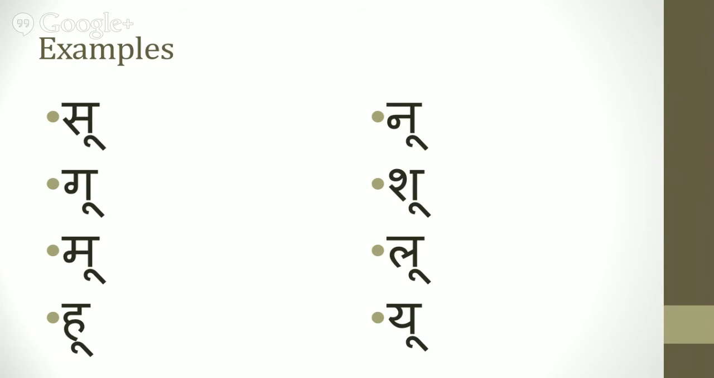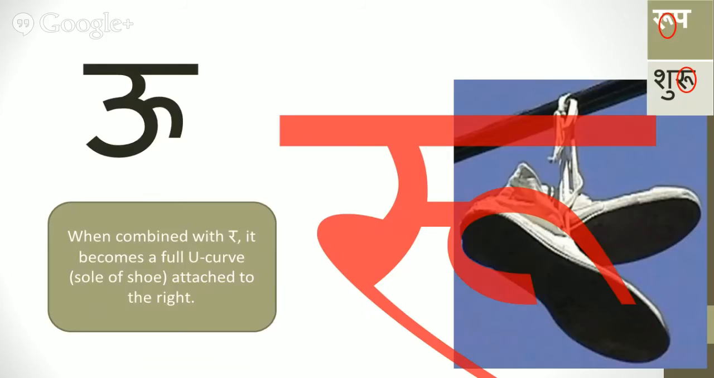So here's some examples. Number 1, Sue. Number 2, Goo. Number 3, Moo. Number 4, Who. Number 5, New. Number 6, Shoe. Number 7, Loo. Number 8, You. Number 9, Ru.